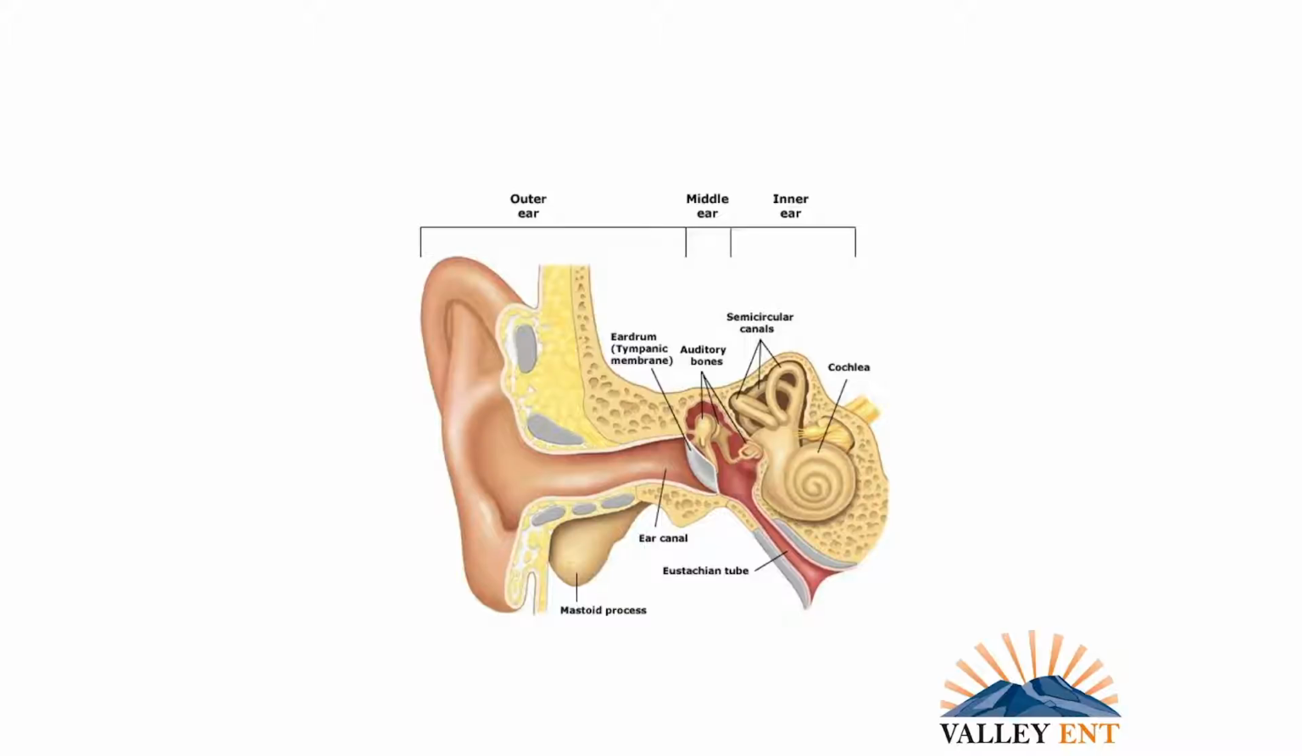And when we talk about the vestibular system with relation to the ear, we're talking primarily about the inner ear. If you look here, here are your semicircular canals, and your vestibular cochlear nerve, which is going up towards the brainstem. So we're focusing here on the inner ear.